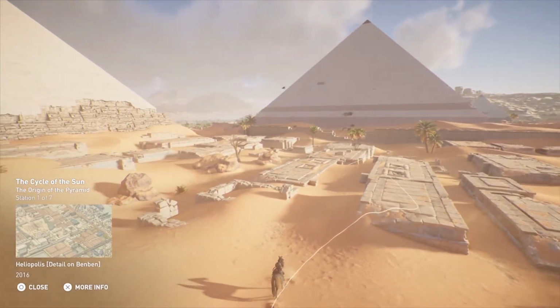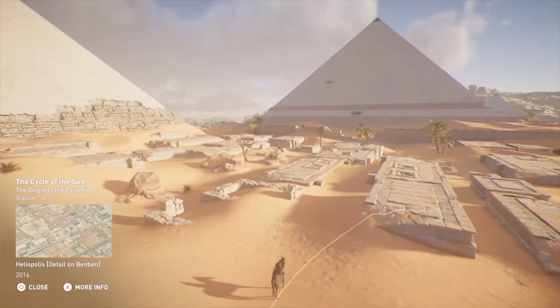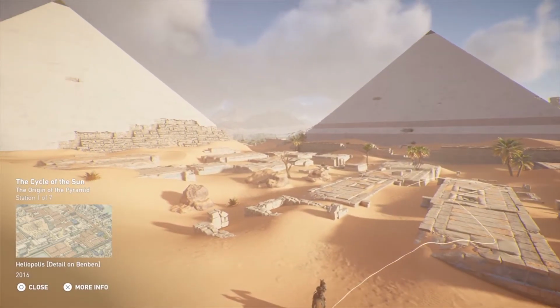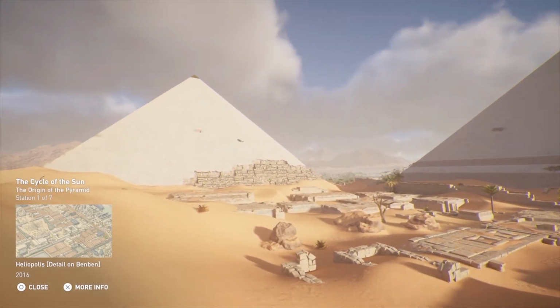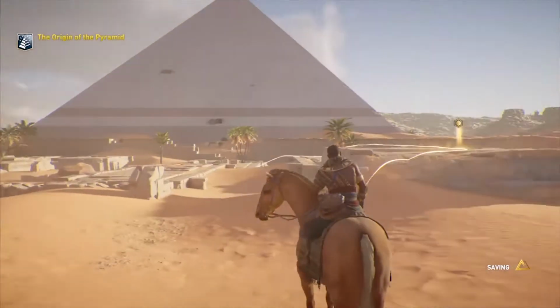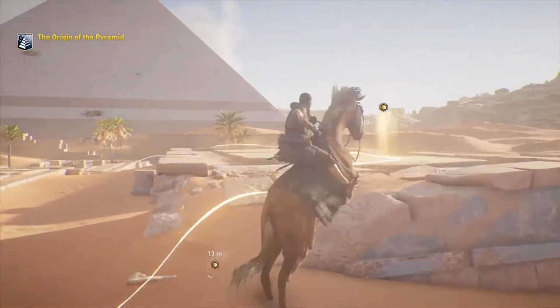The origin of the word pyramid is controversial. Most believe that it originates with the Greek word pyramis, which referred to a bread of conical shape. Life and death in ancient Egypt were modeled on the cycle of the sun. The perfect shape of the smooth-faced pyramid became associated with the metaphor of the pharaoh transformed into one of the sun's rays in death. Pyramids represented the Benben, the primordial mound of the Heliopolitan.